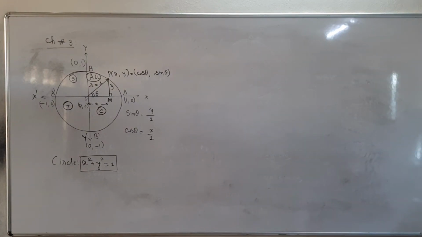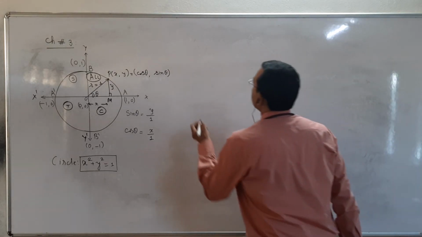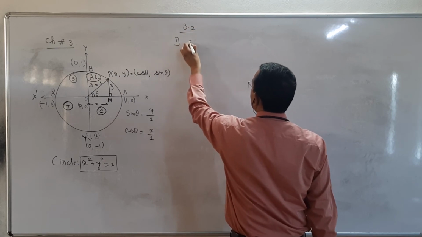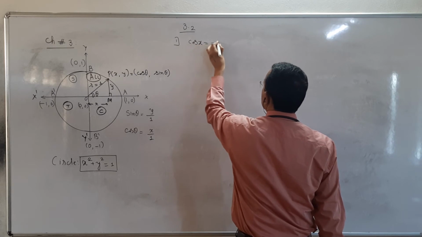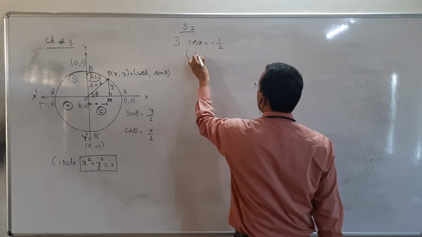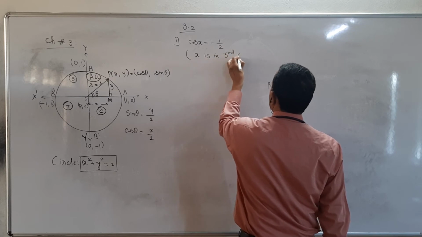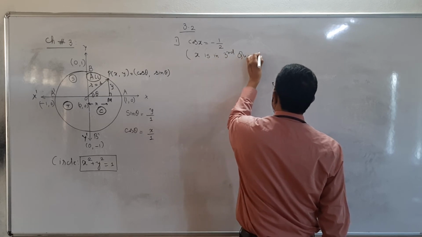Exercise 3.2. Now students, I am doing the first sum. Cos x is equal to minus 1 by 2. X is in the third quadrant.